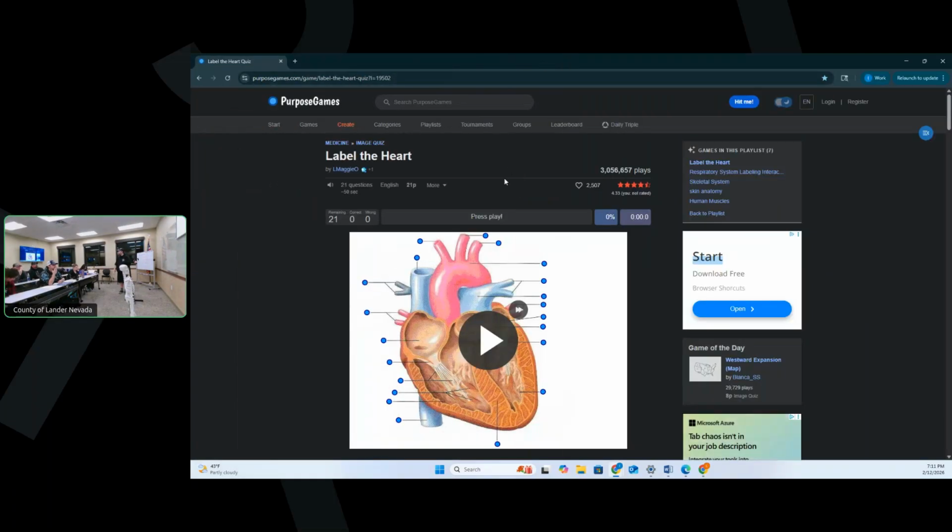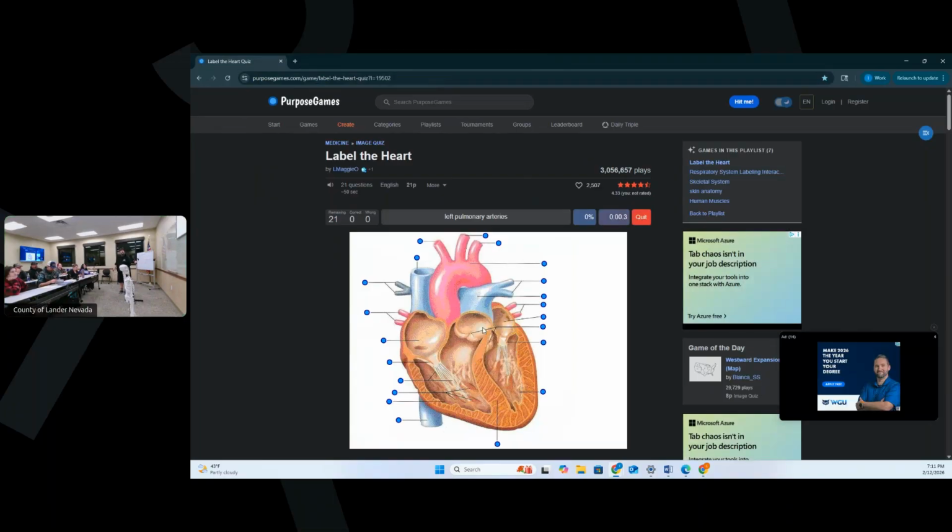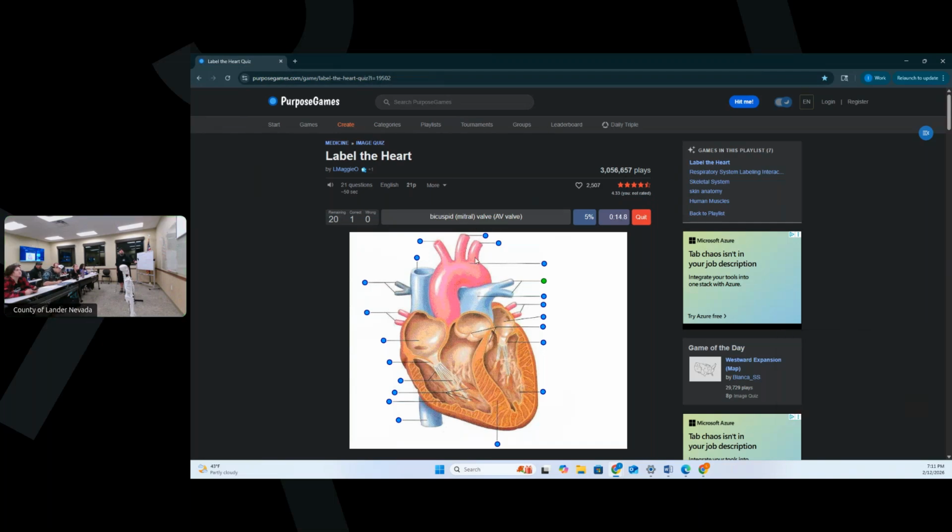This is another website if you guys want to write it down. If not, it's fine. It's the same theory, where you can label the heart. So, left pulmonary arteries. Let's see if I can find it. You click on it, and it tells you right here: bicuspid valve or the mitral valve. There's a bunch of these games on here.